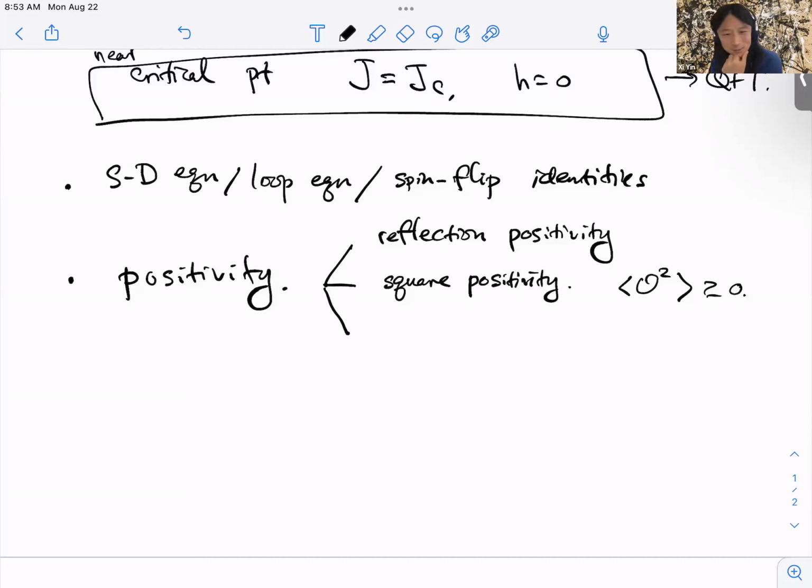And in fact, I will not show that to you because it's a consequence of doing some numerical tests. But in our experience, for the Ising model so far, the square positivity was redundant, in the sense that once you impose reflection positivity, you get all the positivity constraints we need, and the square positivity doesn't actually add anything. Even though I have one question.